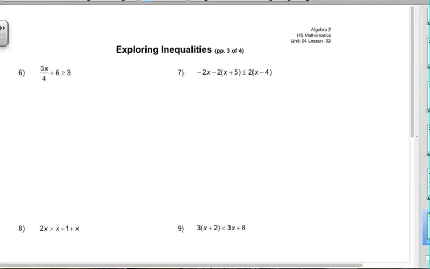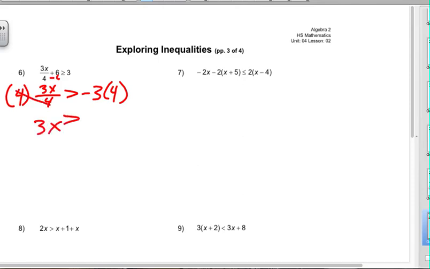Same idea here. So let's subtract 6. So it's going to give me 3x over 4 is greater than negative 3. I need to clear my fraction, which means I multiply both sides by the number in the denominator. So that gives me 3x is greater than negative 12. And now I'm dividing by a positive number, so I don't have to change it. So x is going to be bigger than negative 4.